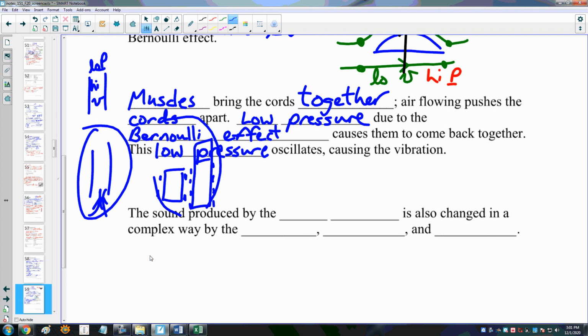The sound produced by vocal cords is also changed in a complex way by the mouth, throat, and nose. So the difference between men and women's voices, that is that men typically have lower voices, is also due to the fact that men have longer necks and bigger mouths and bigger noses. So it just makes a bigger cavity. It's like a tuba versus a piccolo. I think we'll see that in a little bit.